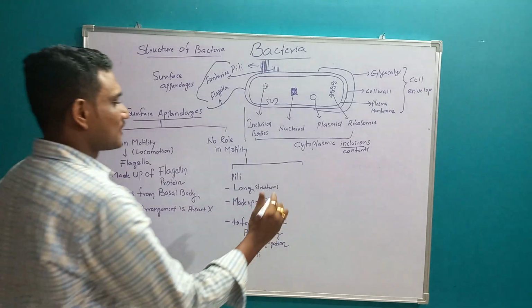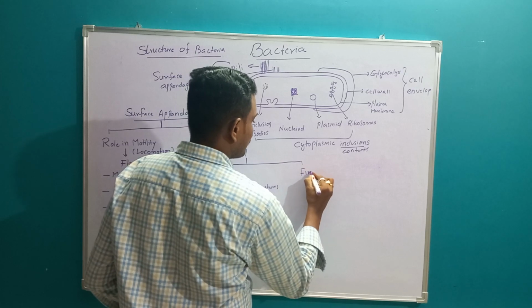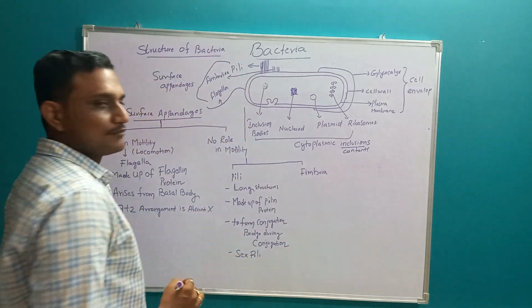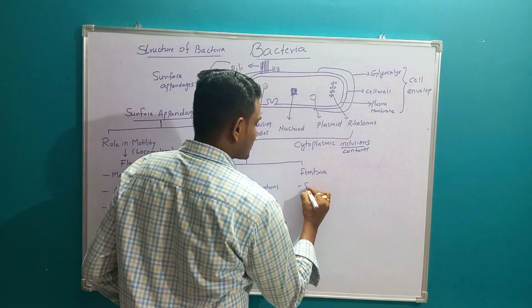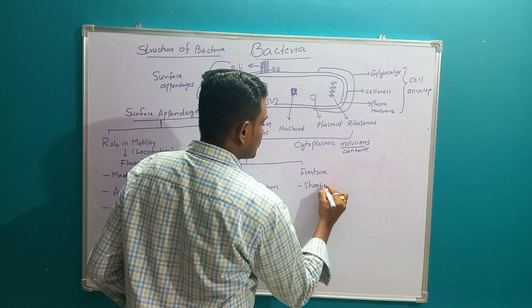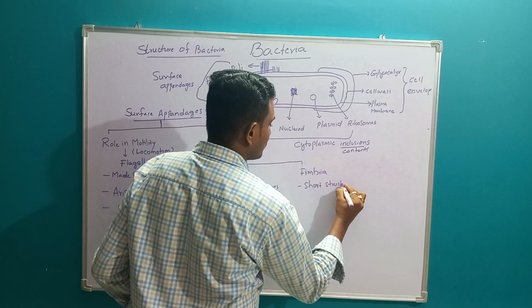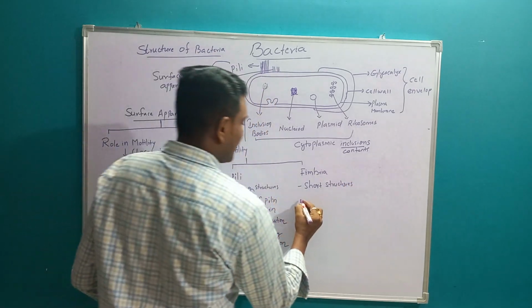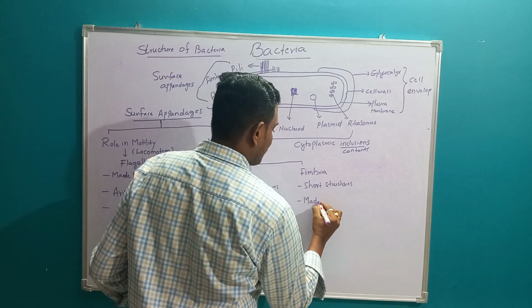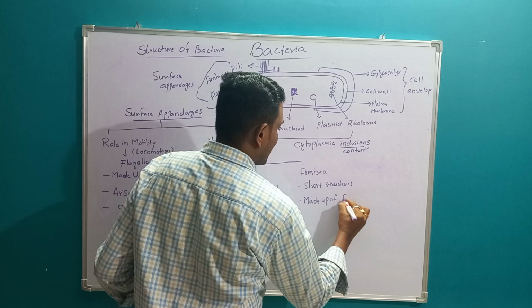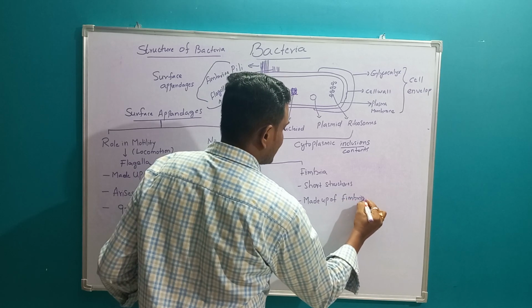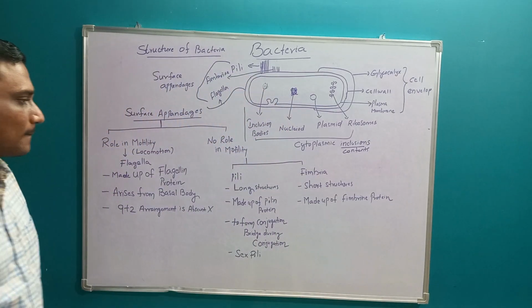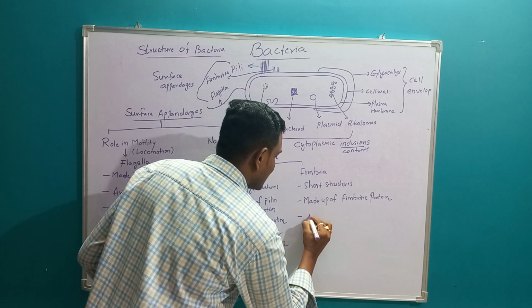Next one is fimbriae. These are short structures made up of fimbrin protein. These are called infectious pili.